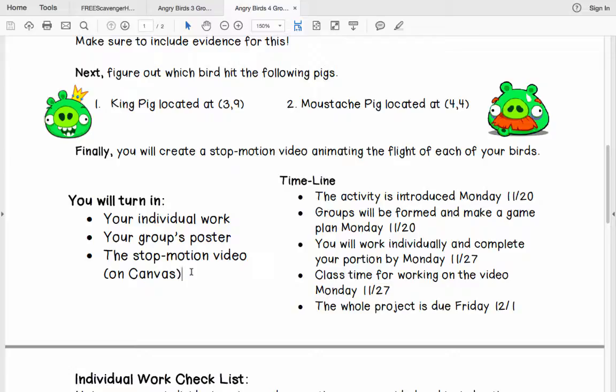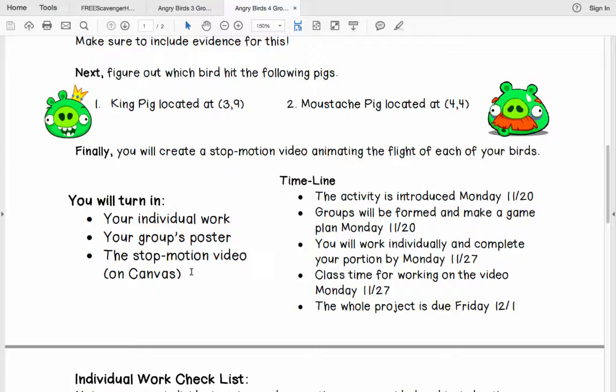So on your poster, like I said, I need to see the flight path of your birds. I also need to see the answers to those questions. I don't necessarily need to see the axis of symmetry, but I do want to see your points still on each of your parabolas. And then it needs to be decorated.